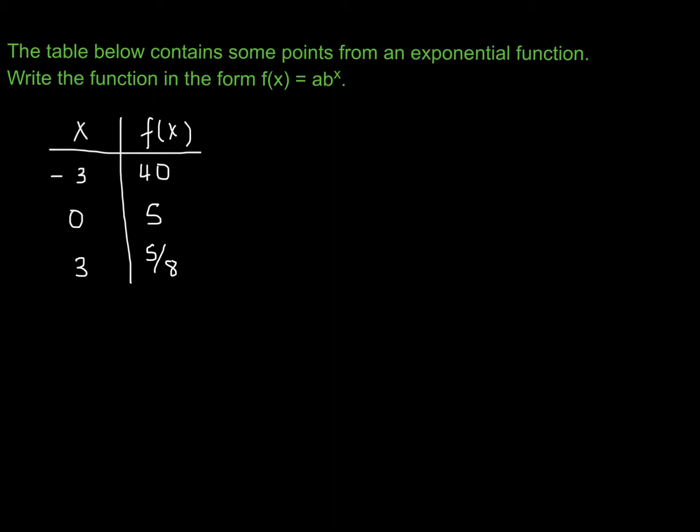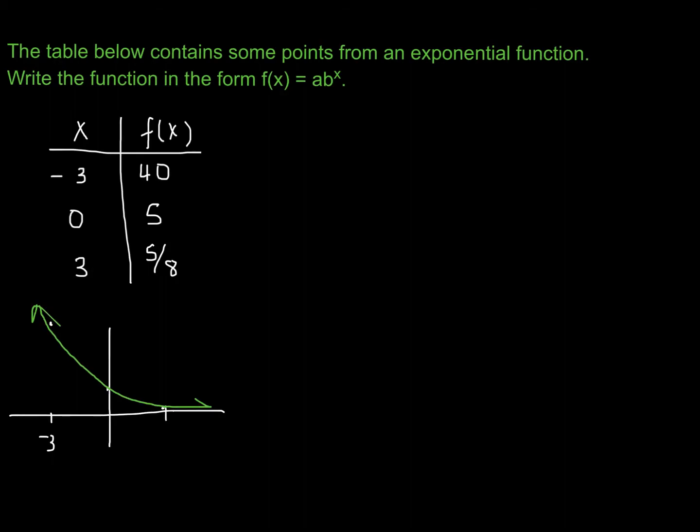Okay, so remember, what we need to do is determine the value of the constants a and b so that our function will follow through these points. And it might be helpful to begin with just to sketch what this graph will look like. So at -3, I'm up at 40. At 0, I'm at 5. And at +3, I'm at 5/8. So you can imagine, since it's an exponential function, that it will look like that.